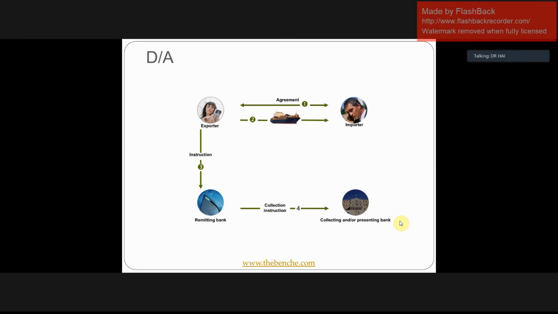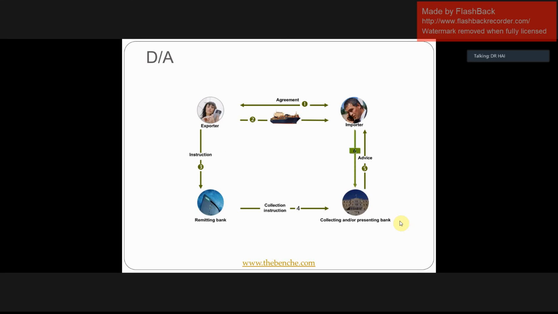Based on collection instruction, the remitting bank creates cover letter and forwards all financial documents and commercial documents to the collecting bank. Very easy for you because it is nearly the same as step number 3 under DP transaction. Step number 5, collecting bank advises the importer of the documents. Thông báo cho người nhập khẩu về chứng từ. So you say advise importer of documents.